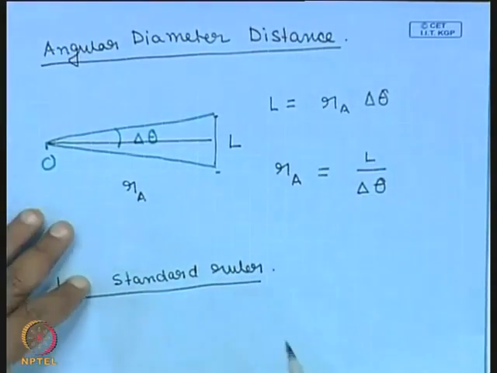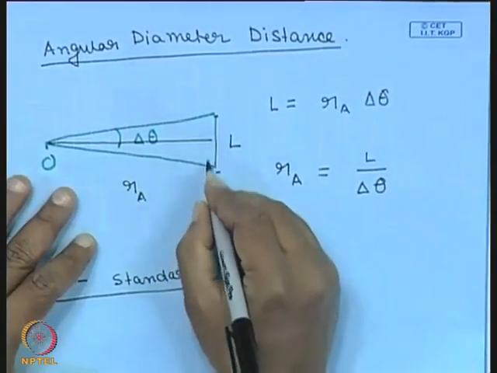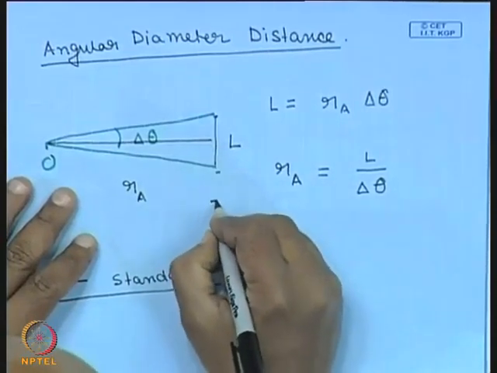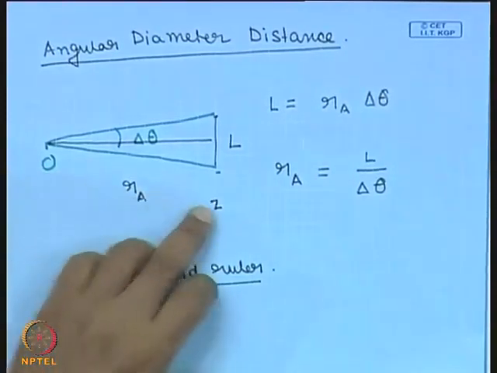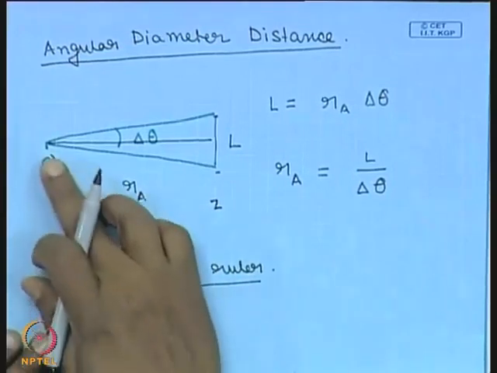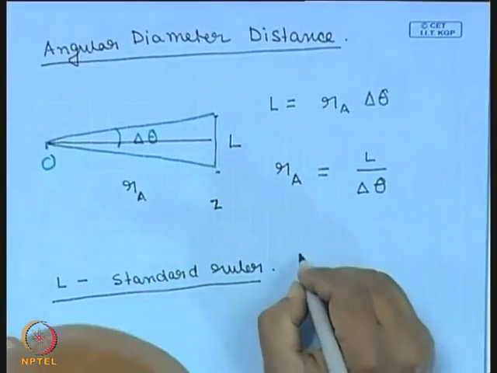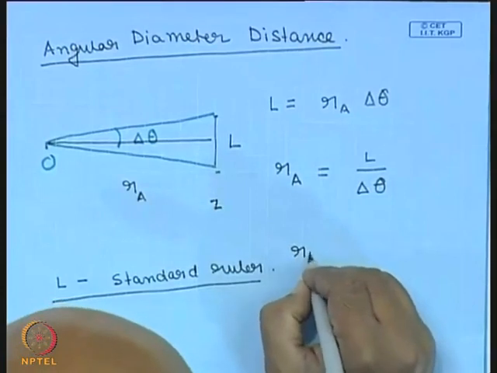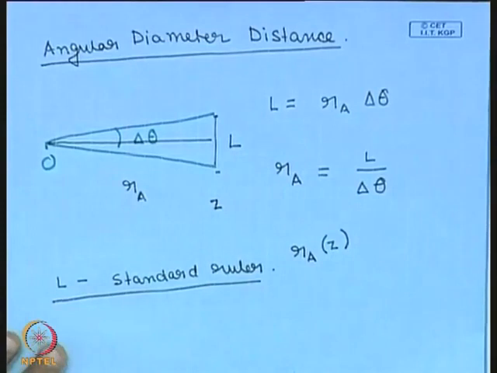Okay, now let us ask the question, suppose I see a galaxy at a redshift z, some standard ruler at a redshift z, and I know its proper size L, and I can measure the angle it subtends in the sky. So I know L, I know delta theta. Let us calculate the angular diameter distance as a function of z. What is the predicted angular diameter distance as a function of z?